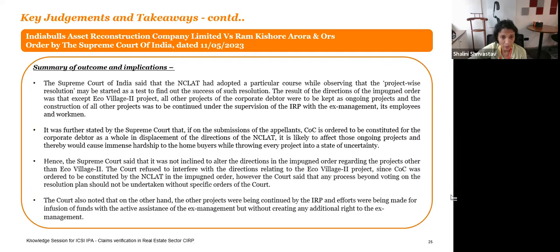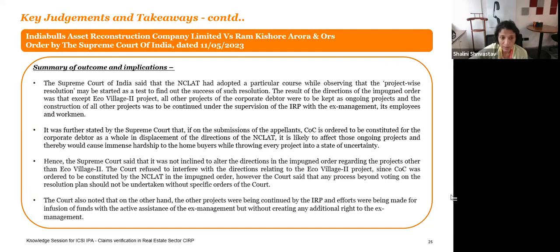It was further stated by the Supreme Court that if, on the submission of the appellants, a COC is ordered to be constituted for the corporate debtor as a whole in displacement of the directions of the NCLT, it is likely to affect those ongoing projects and thereby would cause immense hardship to the home buyers while throwing every project into a state of uncertainty. So they took the view that if other projects are going on fine, there is no need to bring them into CIRP and cause a state of uncertainty and thereby adversely impact the home buyers there.